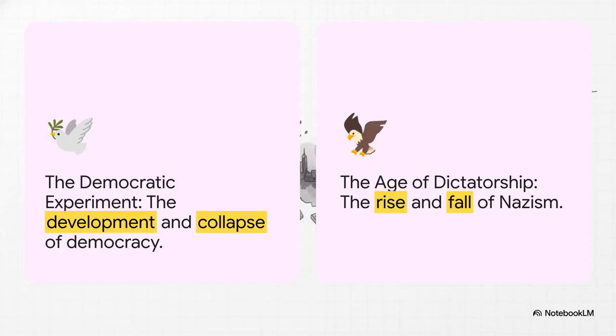The AQA syllabus basically frames this whole thing like a two-act play. Act 1 is all about the democratic experiment, the rise and, spoiler alert, the collapse of the Weimar Republic, Germany's first real shot at democracy. And Act 2? Well, that's the age of dictatorship, the rise and fall of Nazism, which grew directly out of that failure. Getting your head around this massive contrast is, well, it's everything. It's the key to the whole topic.